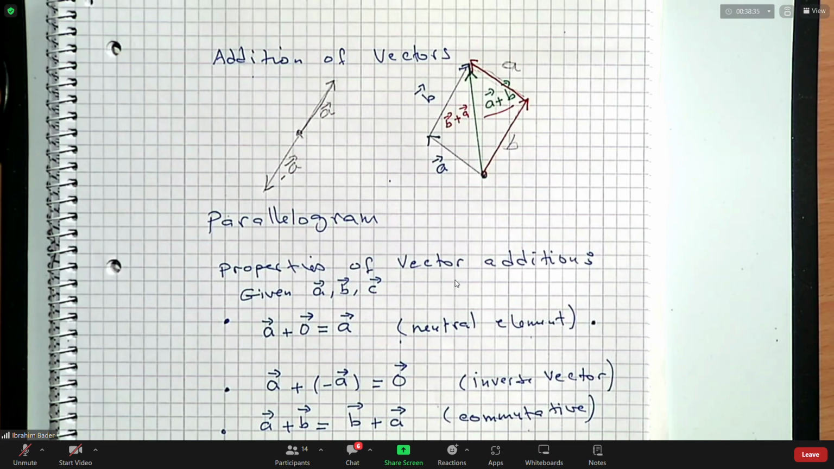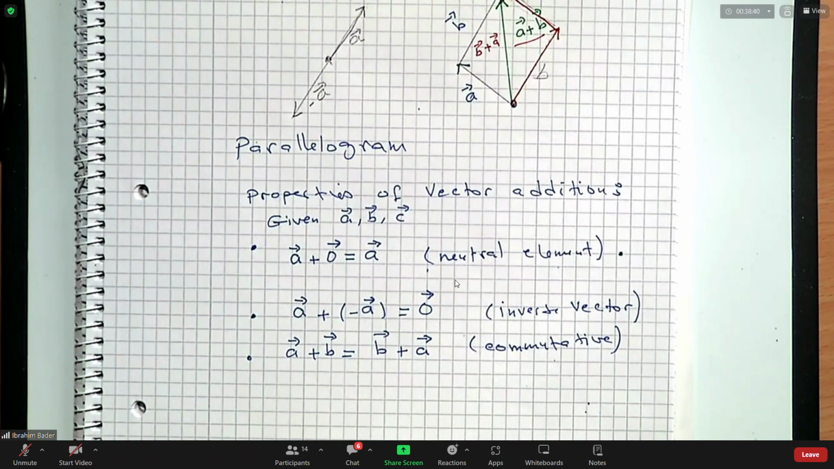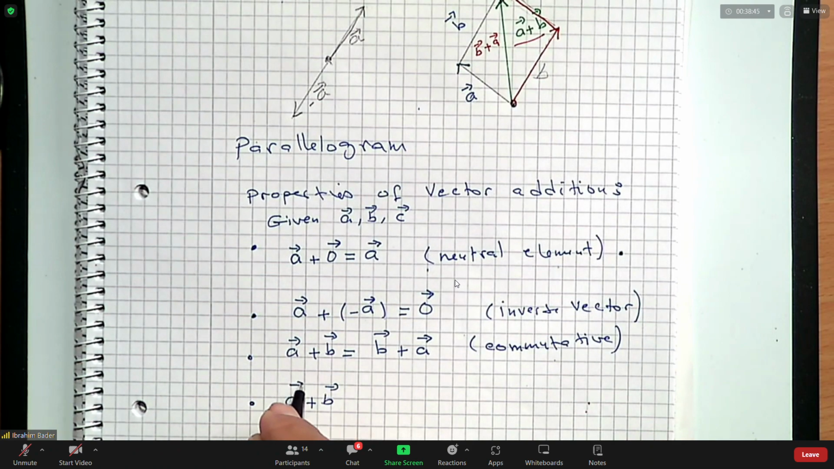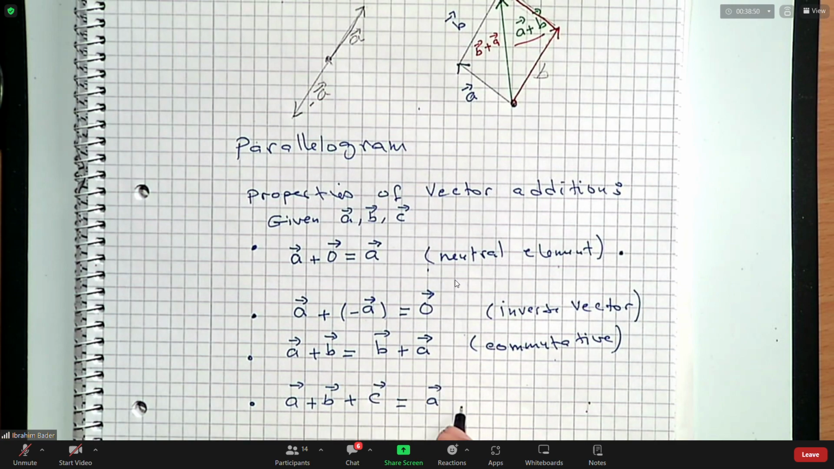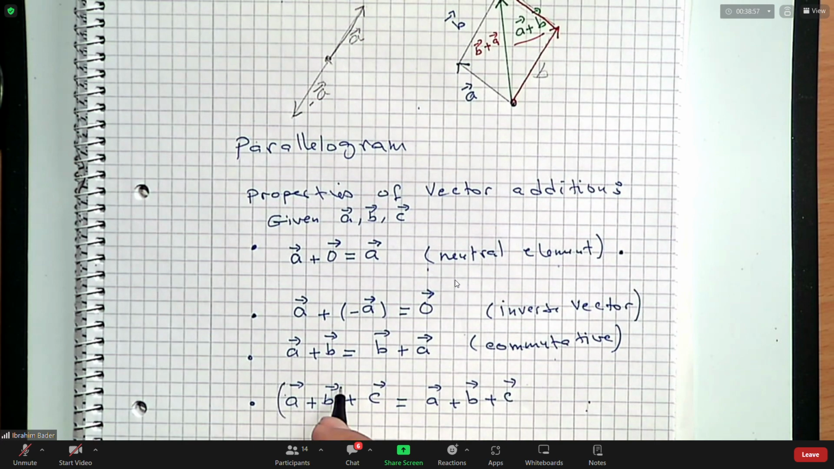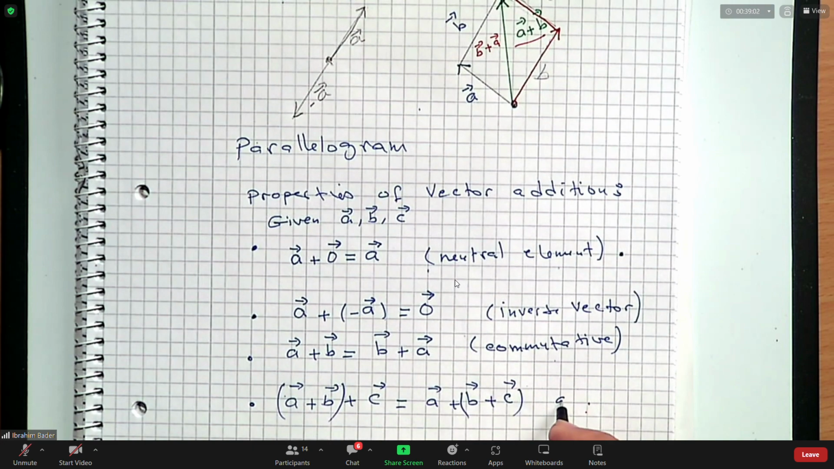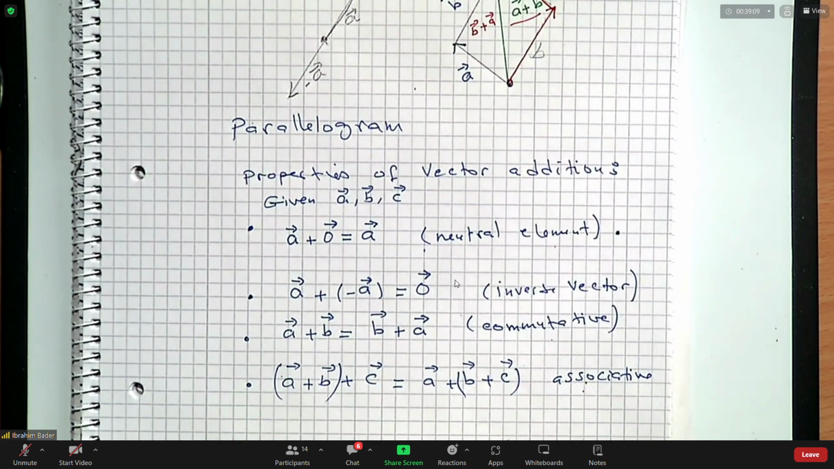Now the last property here is the associative property. If I'm adding three vectors, A plus B plus C, no matter which two I evaluate first, so let's enclose these in parentheses, or these. So this is the associative property.